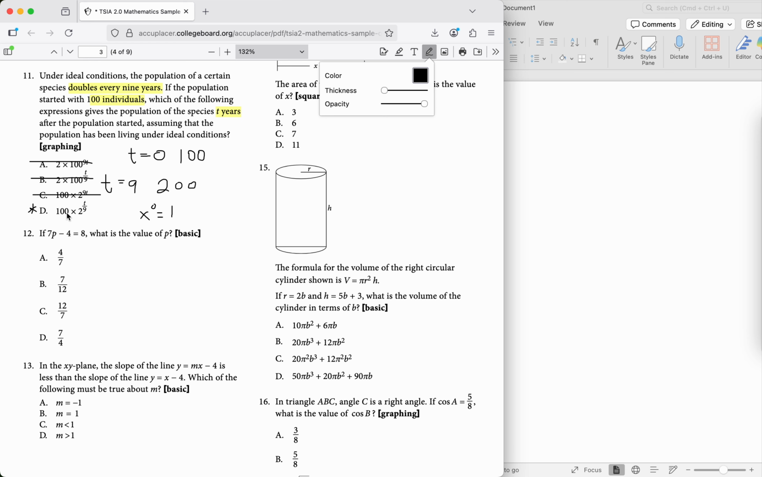And so if you were to plug in that 9 over 9 is 1, 2 to the first power is 2, 2 times 100 equals 200, and we have our answer. So the answer is going to be D.